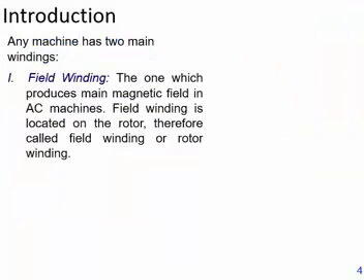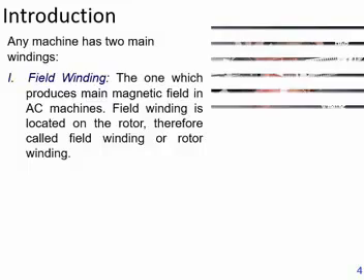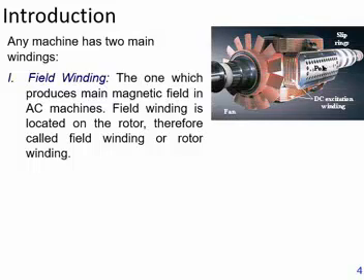If we talk about the types of windings, there are two main types of windings in a machine. One is the field winding. The field winding is the winding which produces the main magnetic field in AC machines. You can see in the diagram that the field winding is located on the rotor. Therefore, the field winding is also known as rotor winding.